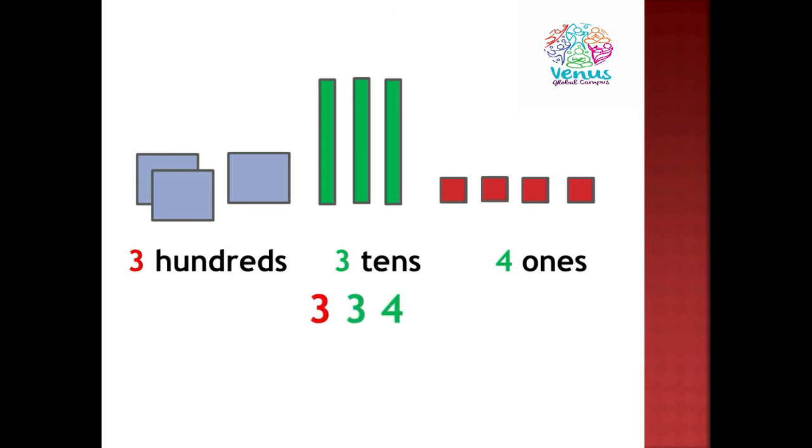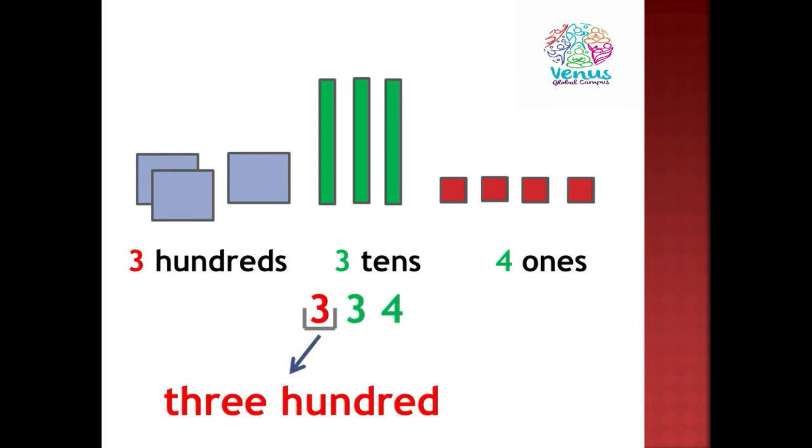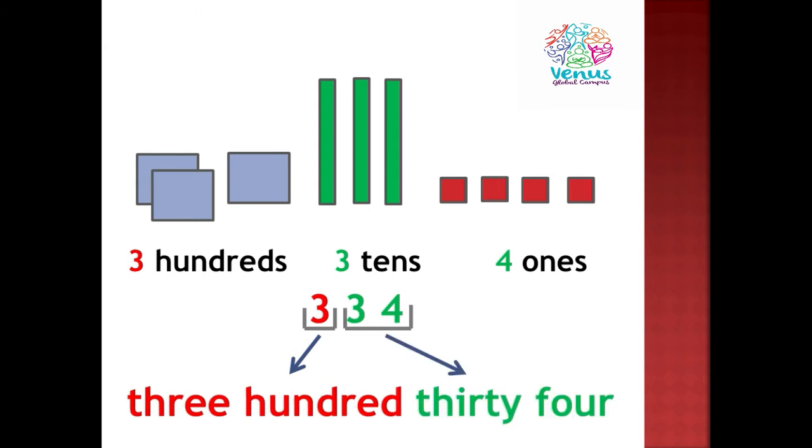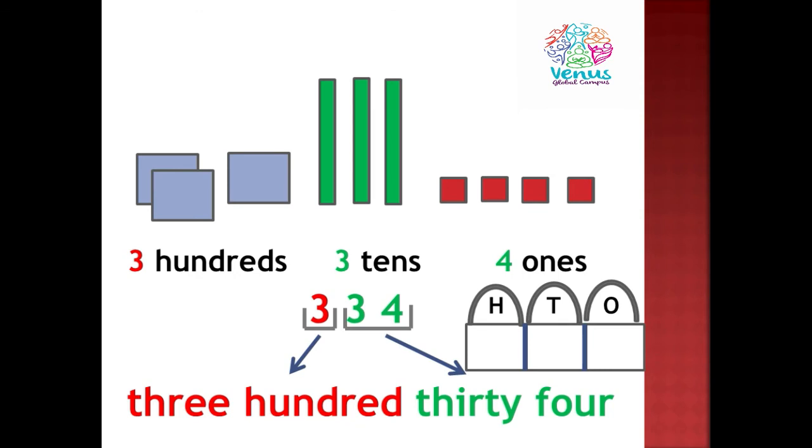What is the number? 334. This we have to read as 300 and 34. 334. Say with ma'am, 334. If we write this in place value, see, 3 is in the hundreds place, 3 is in the tens place and 4 is in the ones place. So, 334.